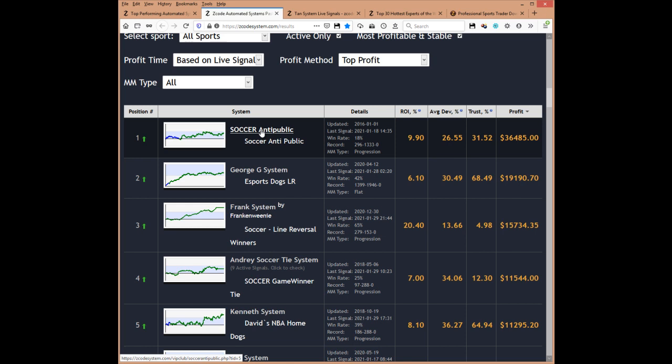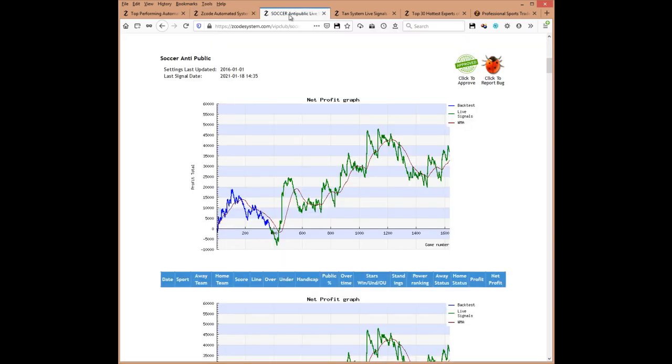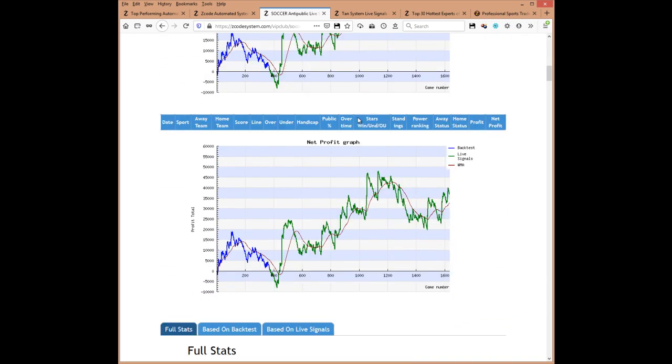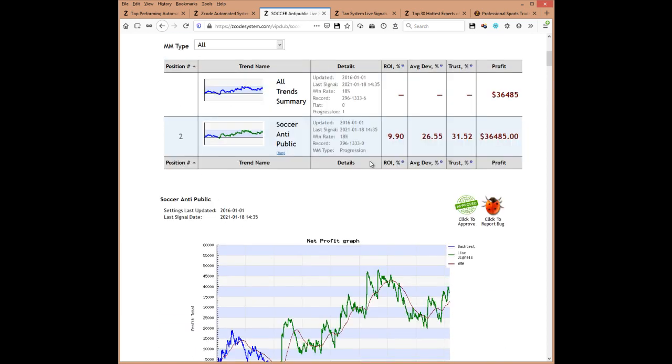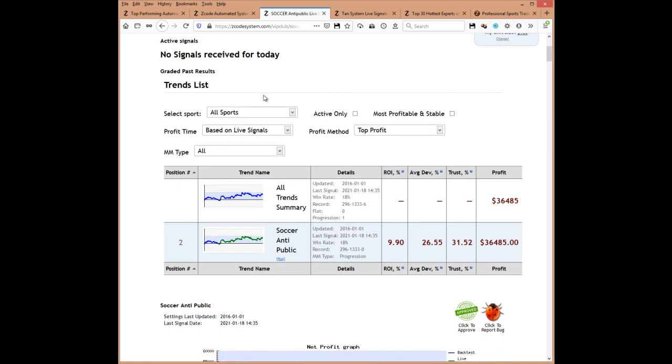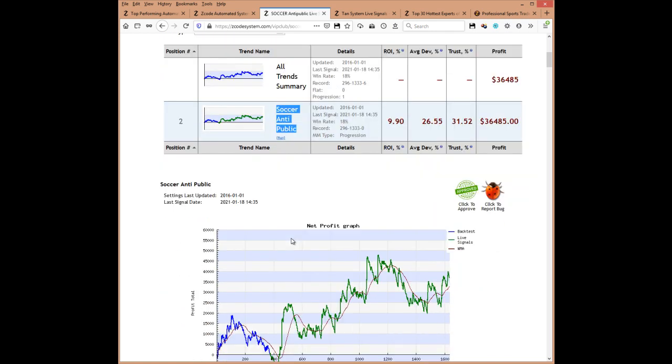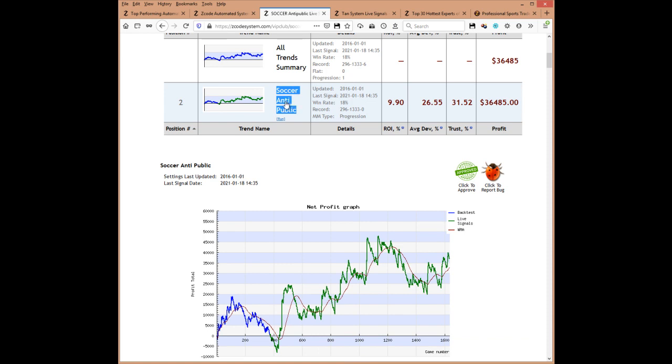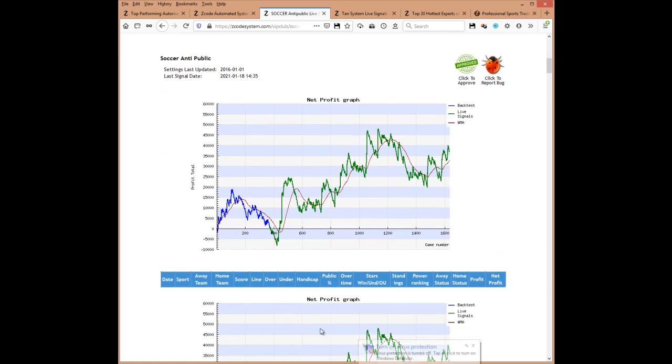Now, for those of you who love statistics, our Zcode systems are a goldmine of statistics and figures. So if you want to know more about a system and its trends in detail, just click on the name of the system on this list, or you could go straight to the trend name, all right? And you can easily access its page with all its trends, statistics, signals, and backtests, all on this one page. This is the main system page itself. So we have the name of the system here, the soccer anti-public live signals. This is the main system, and under that, you have the list of trends, out of which the most popular and the most profitable one here is the soccer anti-public. You click that and it takes you straight down to the profit graphs.